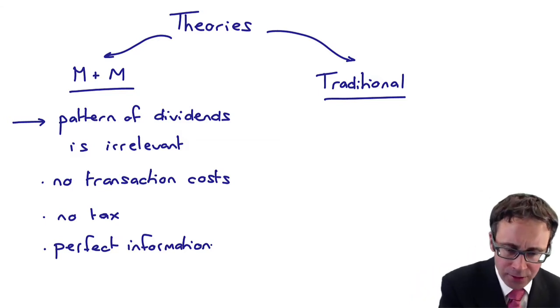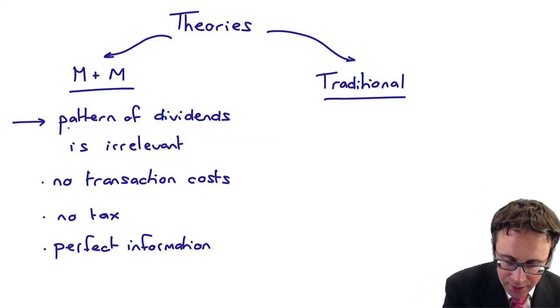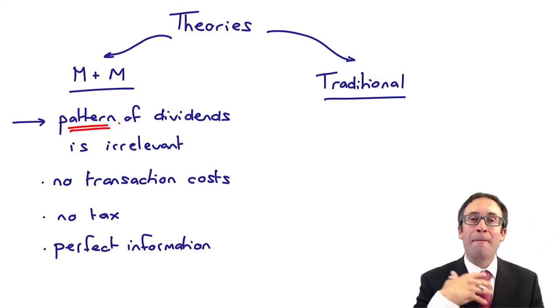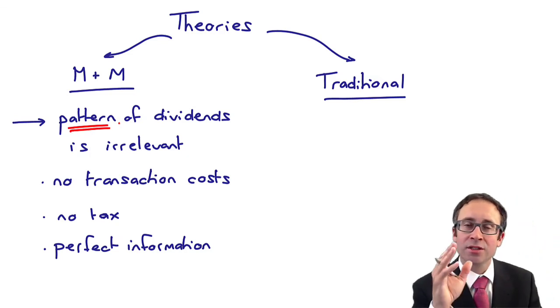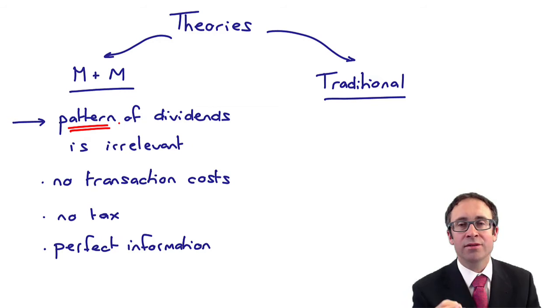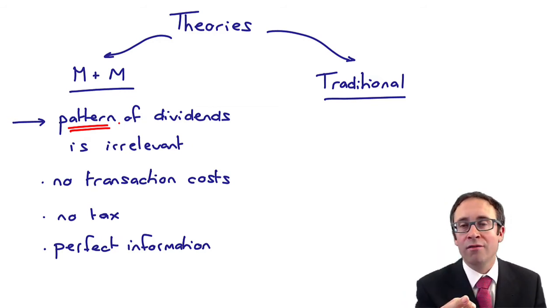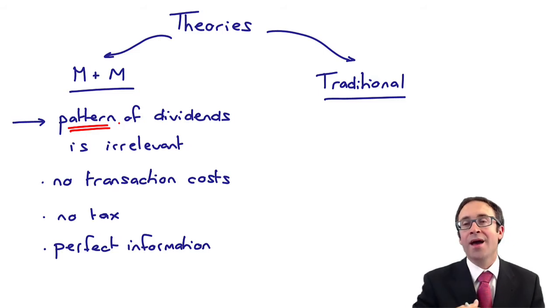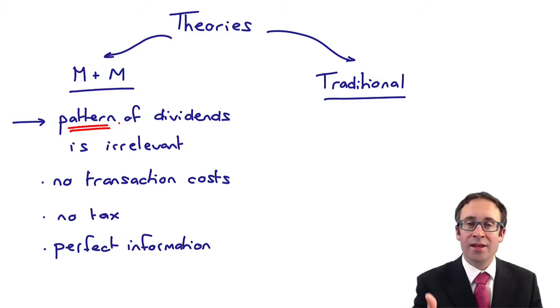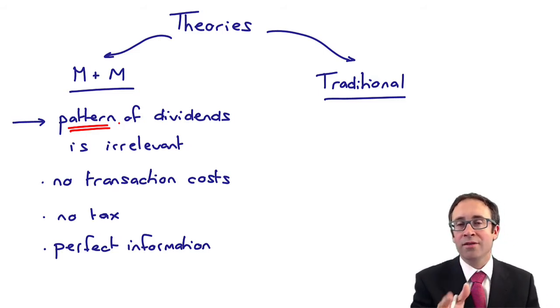So the key thing that we can take from there is that with M&M, the pattern of dividends is irrelevant. It's not saying the dividend itself is irrelevant. It's saying that the pattern is irrelevant, provided that you pay a higher dividend in the future to compensate for the fact that you did not receive that dividend today.